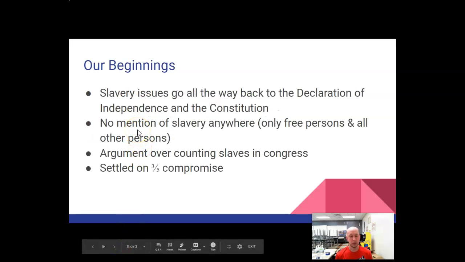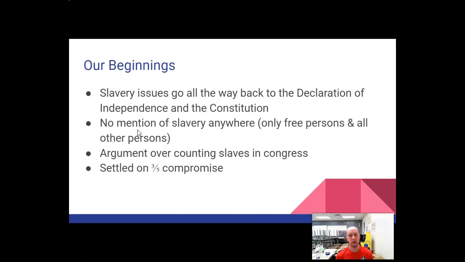Now, we talked about it when we started 7th grade social studies. When we looked at the Constitution and the Declaration of Independence, there is no mention of slavery. One of the things we always talk about is how the Declaration of Independence says that all men are created equal. We looked at many examples, but primarily slaves, where all men are created equal does not apply.